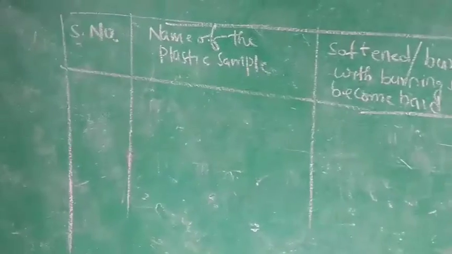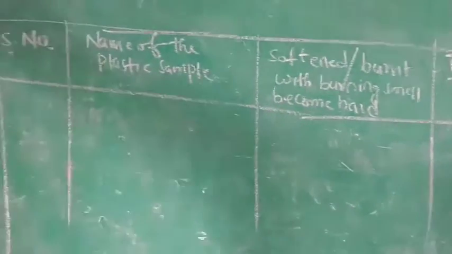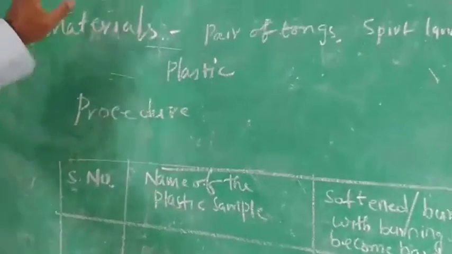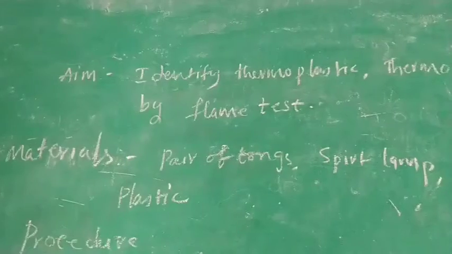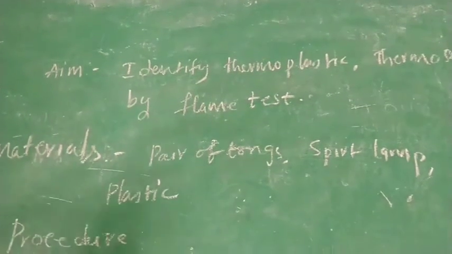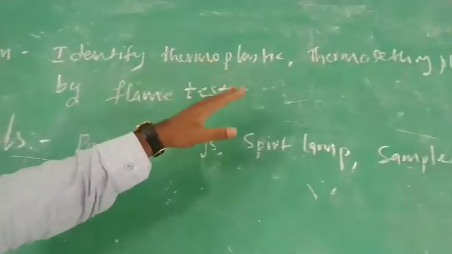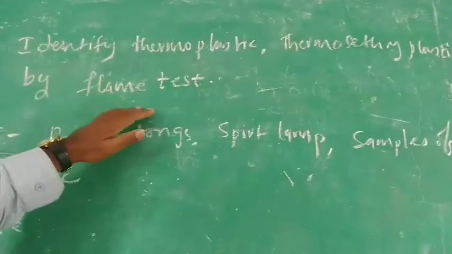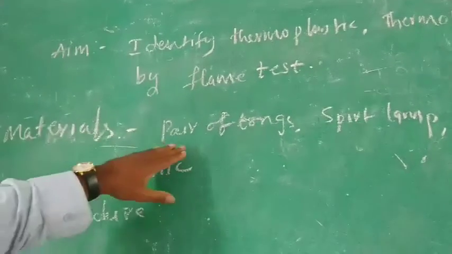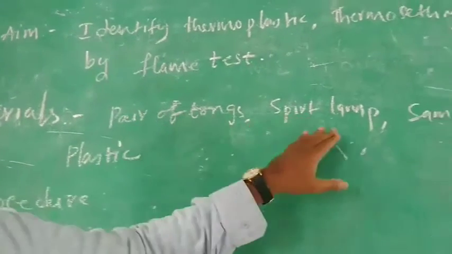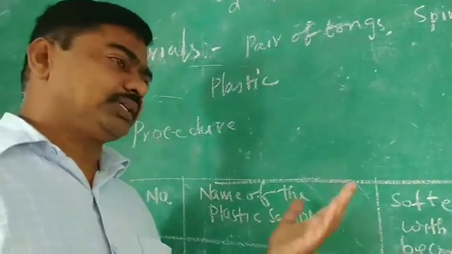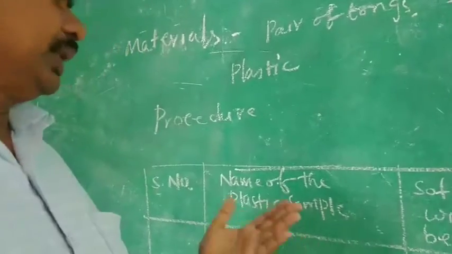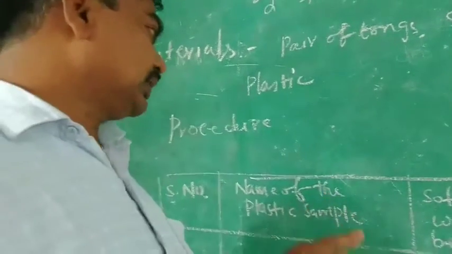Now see here. The samples you have collected come under this. Now I explain. Identify thermoplastic or thermosetting plastic by a flame test. First, what materials are you taking? A pair of tongs, a spirit lamp, samples of the collected plastics, like toothbrush, plastic cover, brush, plastic mug.